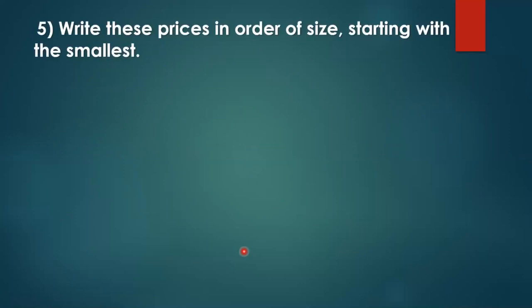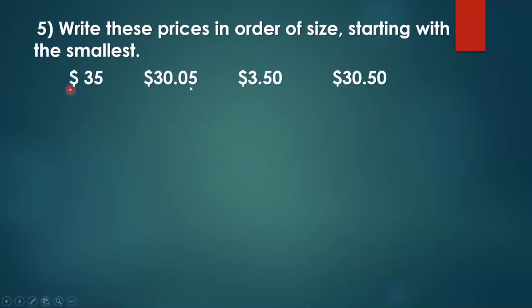Write these prices in order of size, starting with the smallest. So these are the set of prices. Now, it's a simple question. You need to arrange these prices in order of size, that is, starting from the smallest. Let us just arrange these prices in ascending order. So shall we start doing the answer?